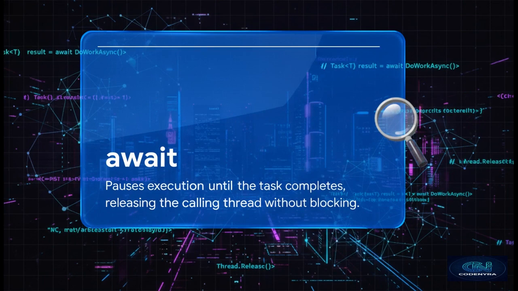And yep, that next keyword is await. The await keyword is where the actual non-blocking magic finally happens. When the execution flow reaches an await statement, it pauses the execution of that specific method until the awaited background task completes. But crucially, and honestly, this is the absolute key to this whole thing, it does this without blocking the thread. None of that waiting around staring at the chef. The calling thread is immediately released right back to the thread pool so it can handle other work.